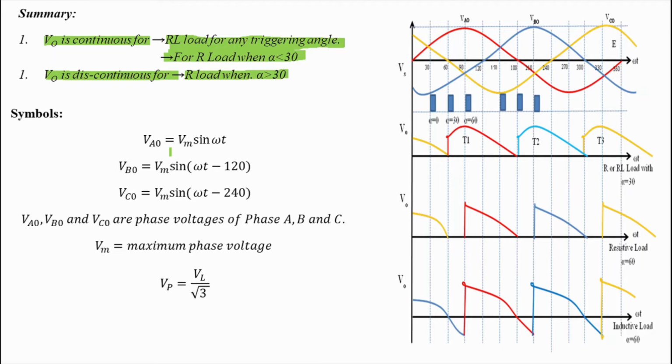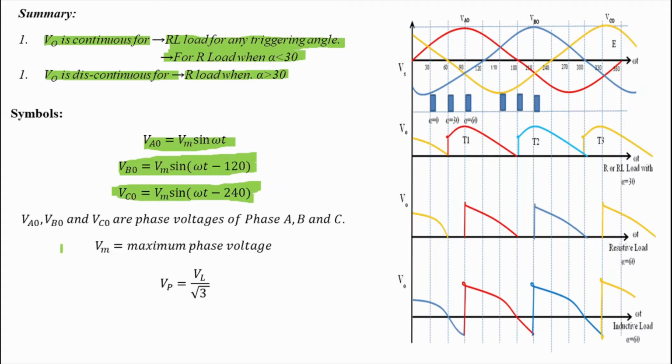So you have to remember this. Here VA naught is the phase voltage of phase A, that is equal to Vm sin omega t, and it is applied to thyristor T1. VB naught is the phase voltage of phase B, that is Vm sin(omega t minus 120 degree), and it is applied to thyristor T2. VC naught is the phase voltage of phase C, that is equal to Vm sin(omega t minus 240 degree), and it is applied to thyristor T3.